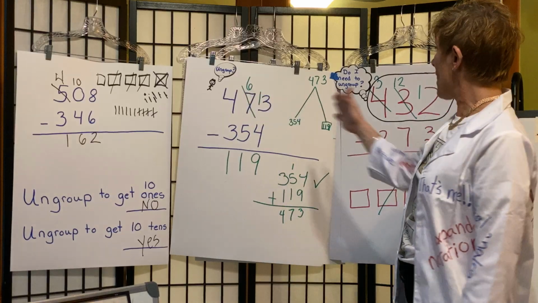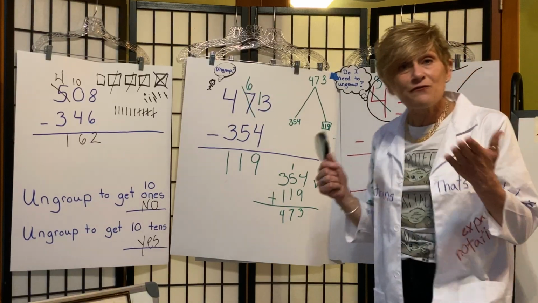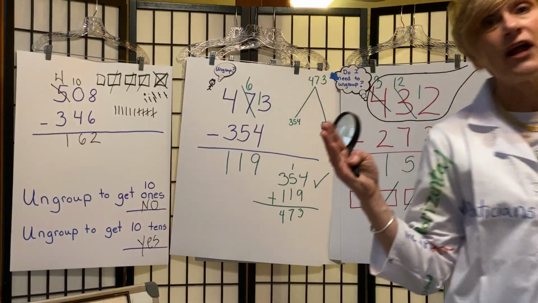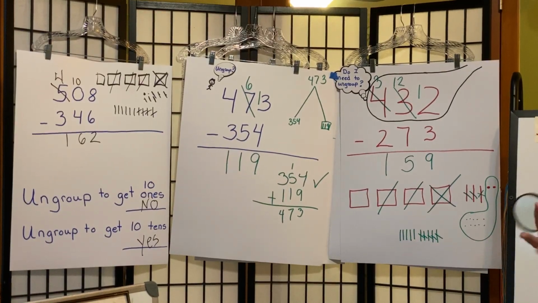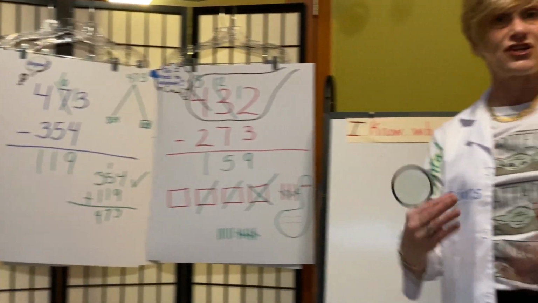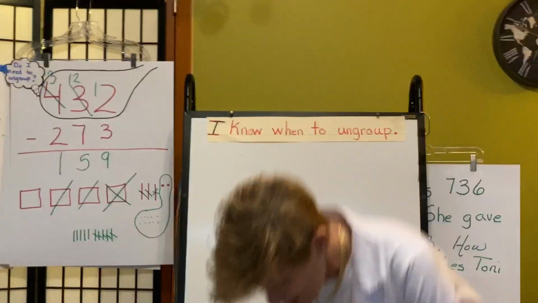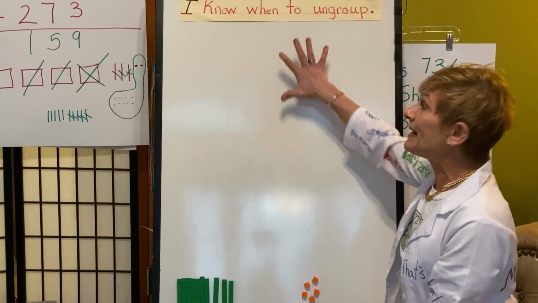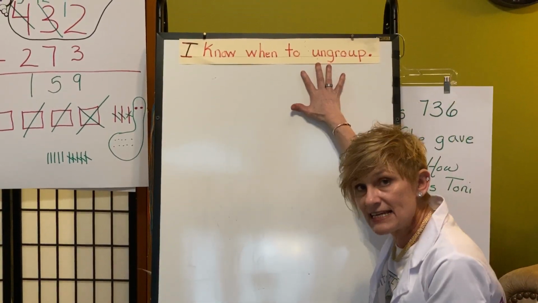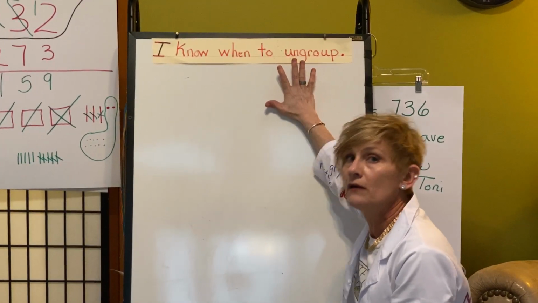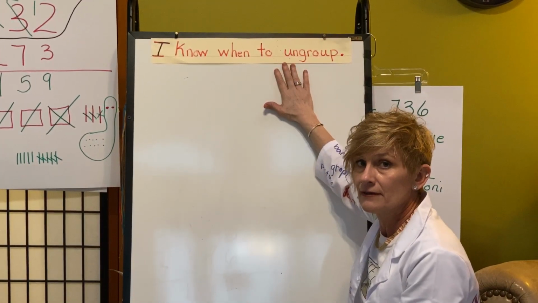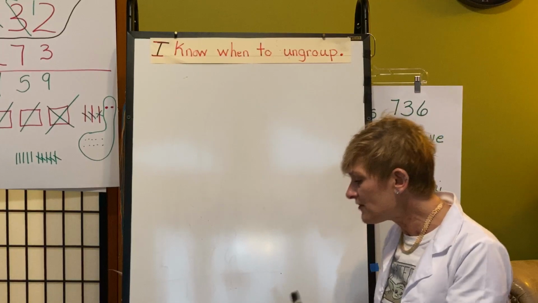So we talked about that this week already. So friends, we're going to right now talk about another way of looking at 3-digit subtraction. I'm going to sit right here and I want us to remember our biggest thing: do I know when to ungroup? It's kind of a difficult thing.